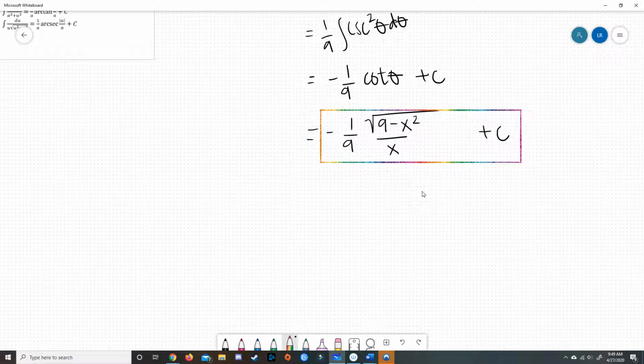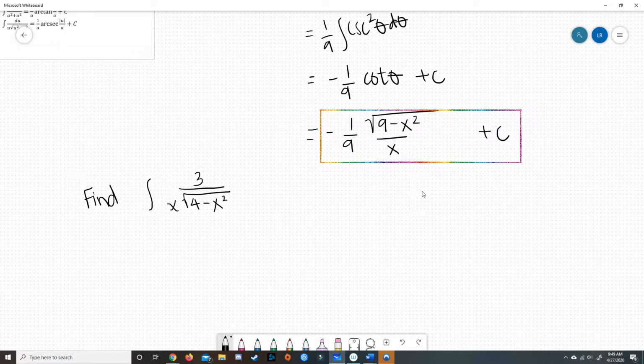Okay, now it's time for you to try one on your own. So I'm going to give you a problem to do. Go ahead and try this out, and then if you have any questions, drop it in the comments. So I want you to find the integral of 3 over x times the square root of 4 minus x squared dx.